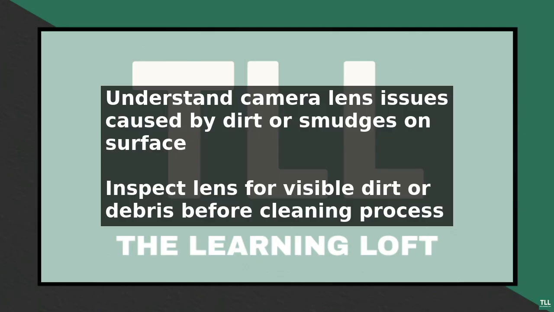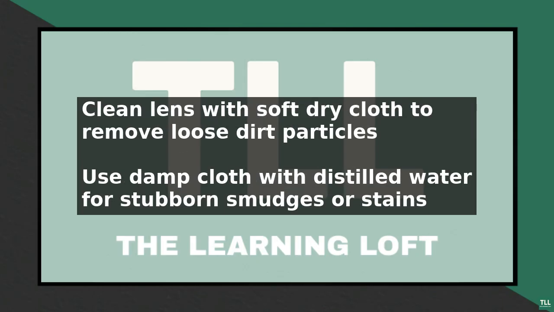Next, gently clean the lens using a soft, dry cloth. This can help remove any loose dirt or dust particles. For more stubborn smudges or stains, dampen a cloth with distilled water. But be careful not to get any liquids into the camera or laptop. Gently wipe the lens with the damp cloth. Then use a dry section of the cloth to wipe away any excess moisture.